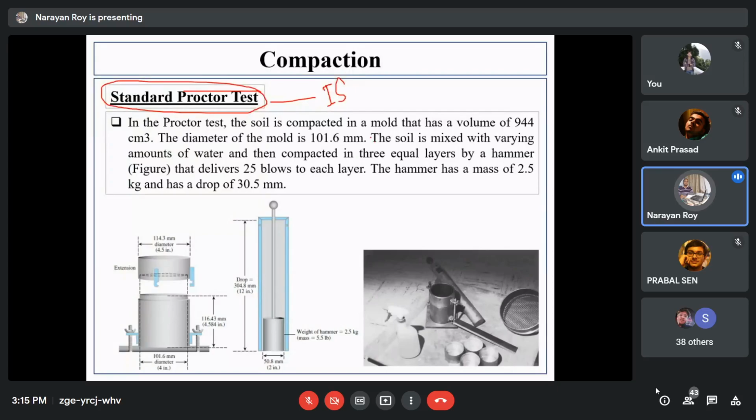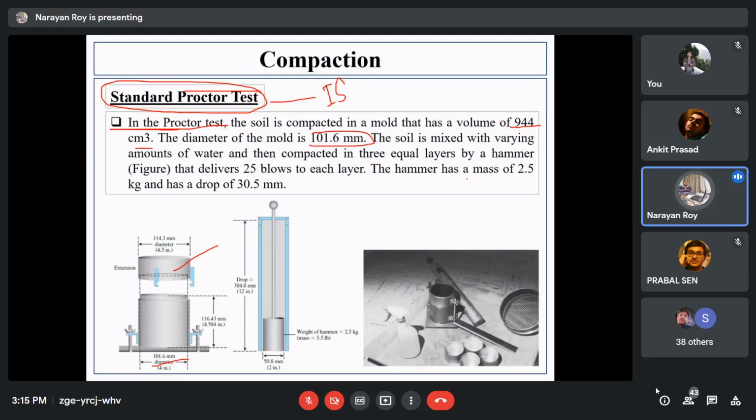Let me read a little bit of what is written here. In the standard Proctor test, the soil is compacted in a mold that has a volume of 944 cubic centimeters. See, this is the mold. There is a detachable collar, this is called the extension. The diameter of the mold is 101.6 mm.